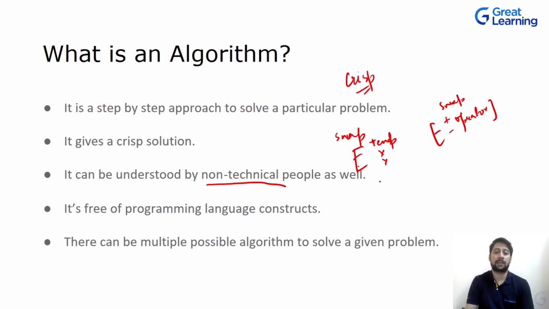Which one do you think is the efficient approach? Obviously, here you're using an extra variable and here you're not using any extra variable. So this seems to be a better approach. And obviously, it should be understood by a non-technical person. You should not be using language dependency code, like you should not use any language-specific code, right? So it should be language independent.